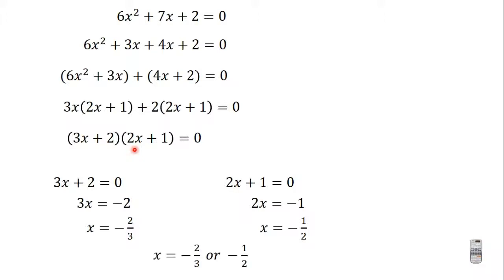So we have x is equal to minus 2 divided by 3 or minus 1 divided by 2.